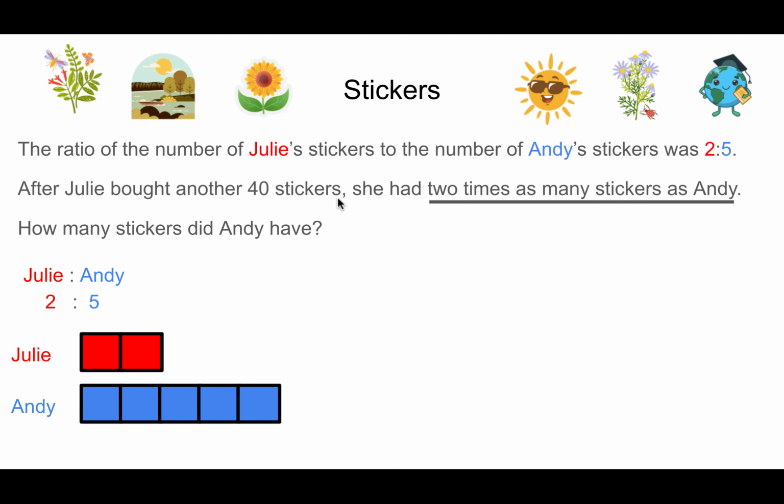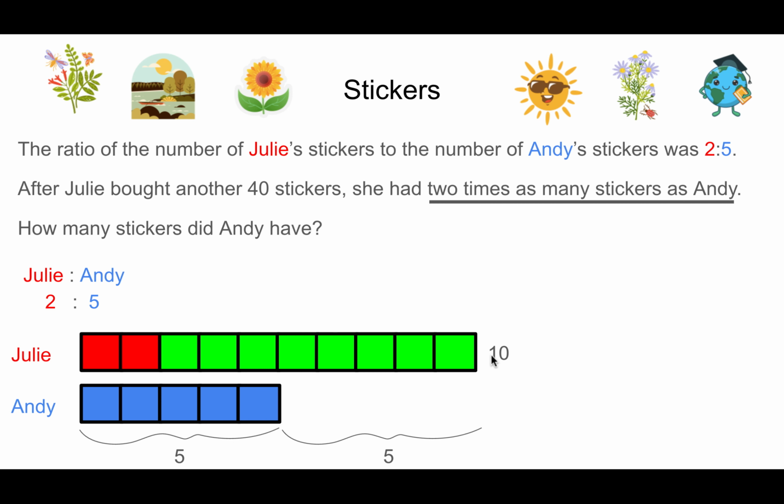Now we know that after Julie bought another 40 stickers, she had 2 times as many stickers as Andy. Well, right now Andy has 5. So 2 times as many would be another 5 or 10. But she currently only has 2. So she needs 10 total or 8 more squares. So I showed those 8 additional squares as green squares.